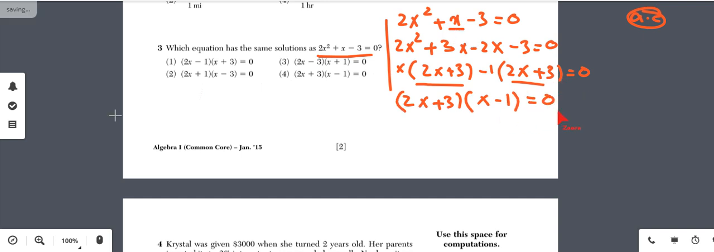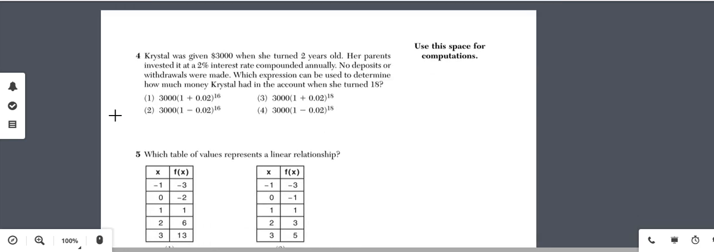So which one is this one? 2x plus 3 and x minus 1, am I right? Yes, option 4 is the correct one. Let's move to the next one.